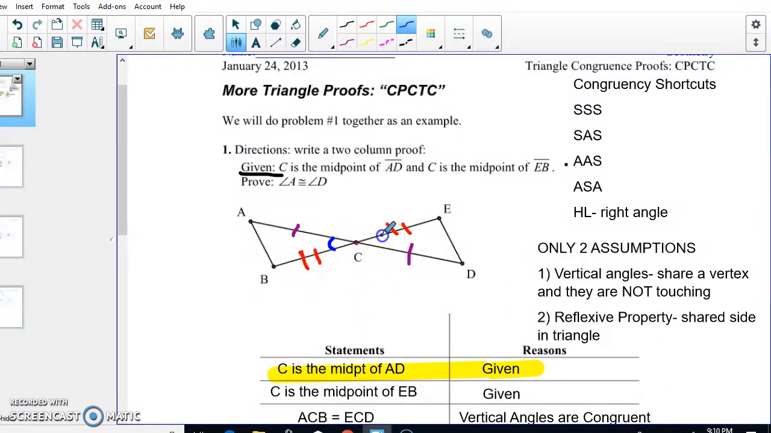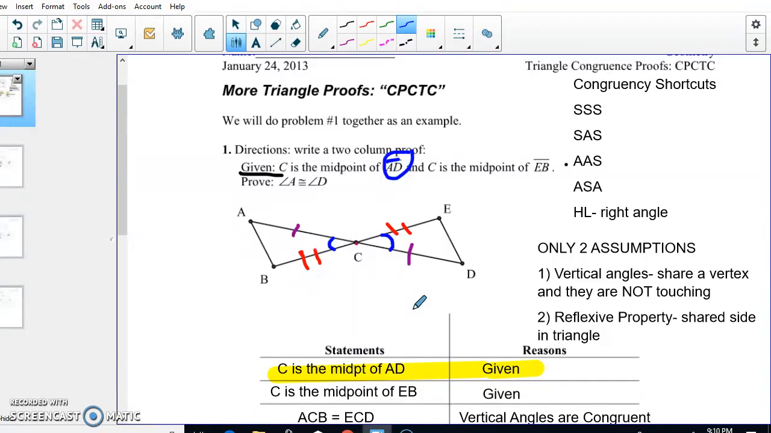We label vertical angles, we label them with an arc. Okay, I think a lot of our struggles here is we don't know how to label our photos. You label segments. Segments are these with the lines across, with tick marks, and you label angles with arcs. Okay, so now I have my picture labeled.